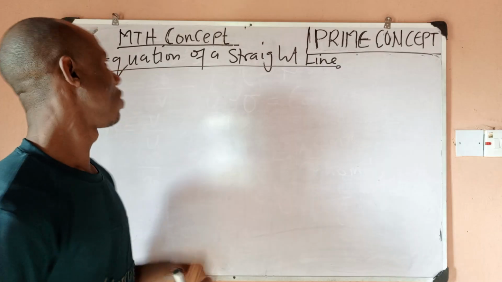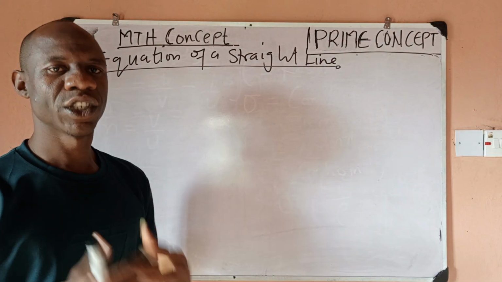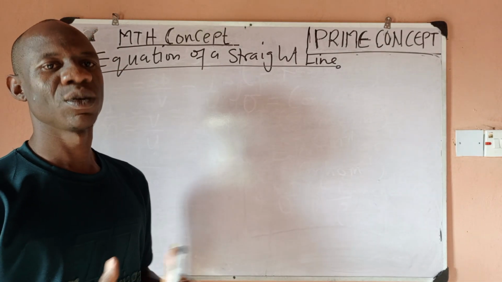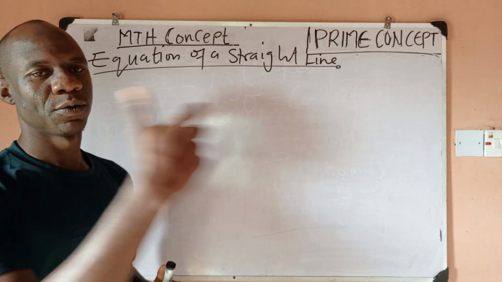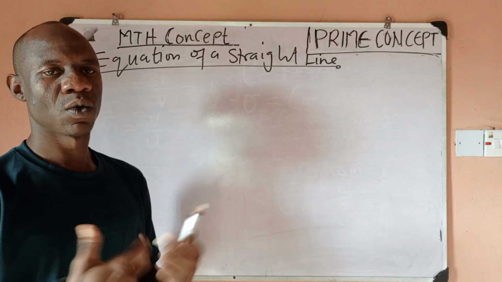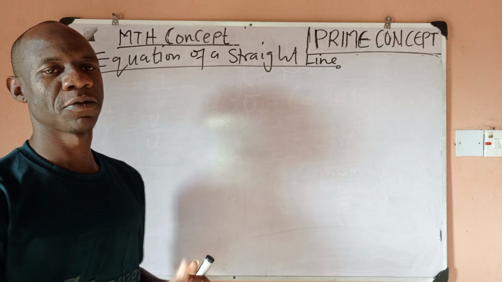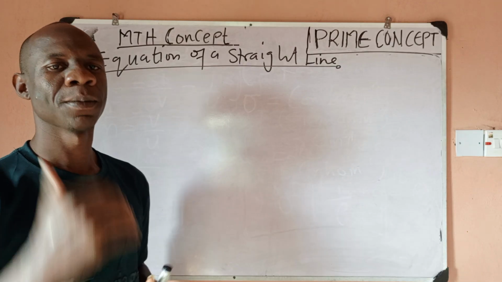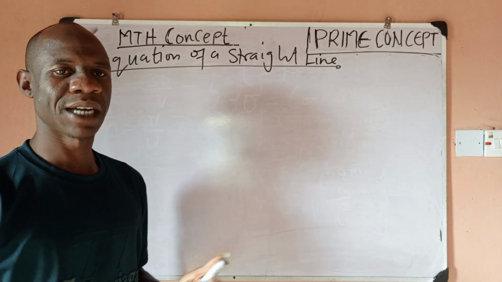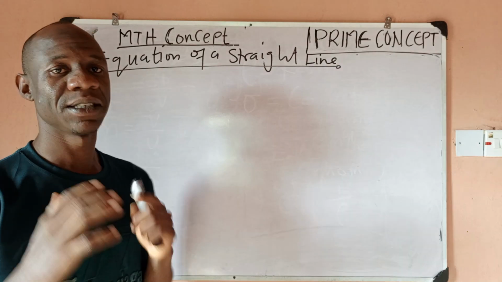Now in this video, we want to analyze the equation of a straight line. If we are given a straight line or some points that would form a straight line, how do we find the equation of any line? That is what we want to consider in this video.